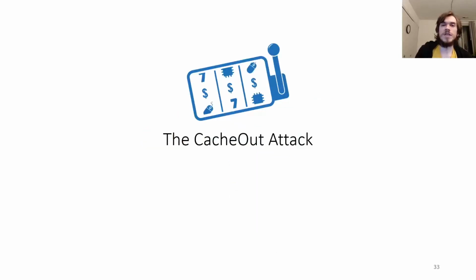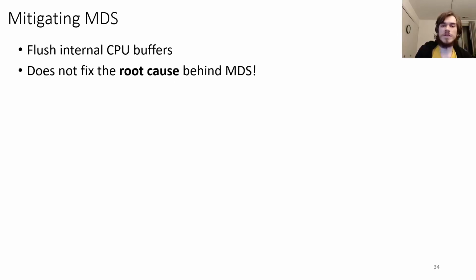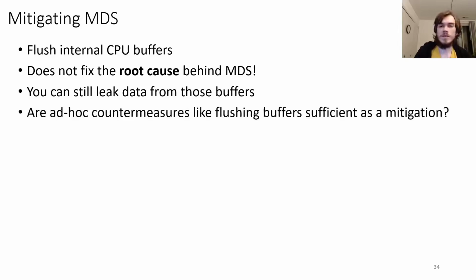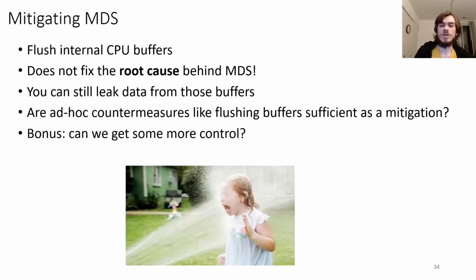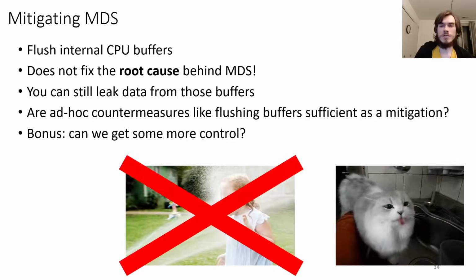And this brings us to the CacheOut attack. So let's have a closer look at the mitigations for MDS. The mitigation is to flush the internal CPU buffers, but this does not really fix the root cause behind MDS. You can still leak data from those buffers, in fact. You just have to find a way to get data inside those buffers. And this brings us to a really important question. Are ad hoc countermeasures like flushing buffers sufficient as a mitigation? And as a bonus, can we perhaps get some more control? So that we're not like the girl here drinking from a fire hose, but more like this cat drinking from a steady stream of water.